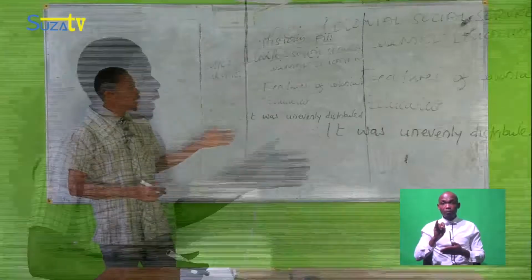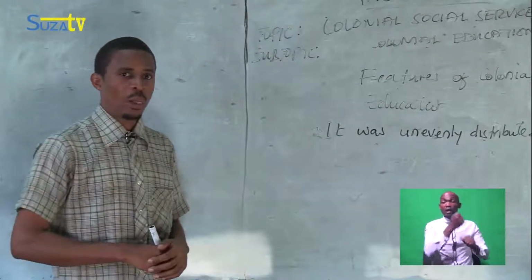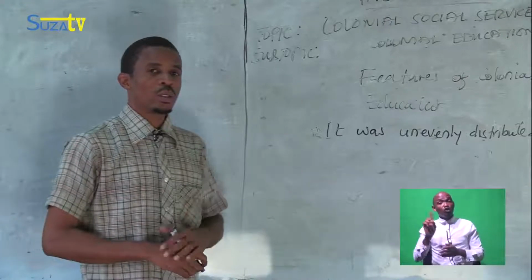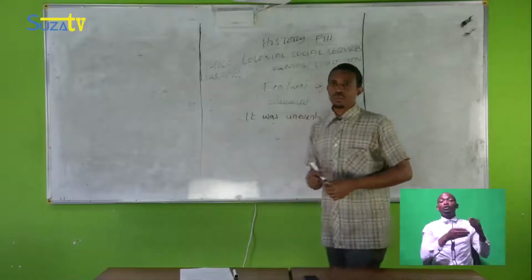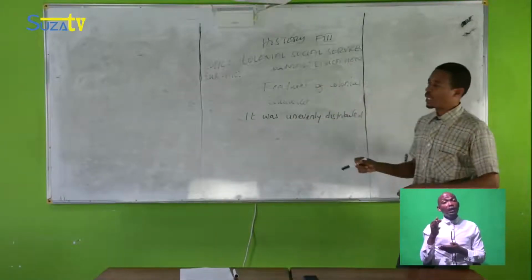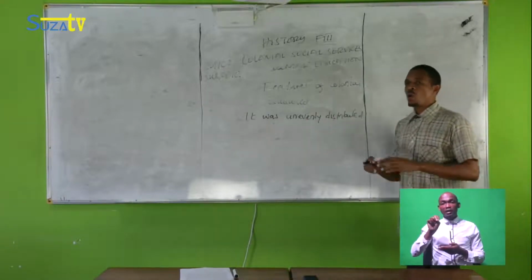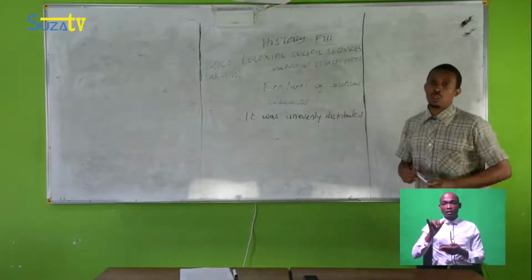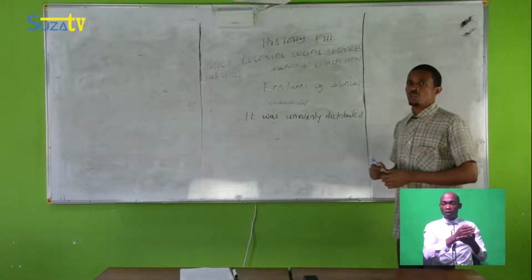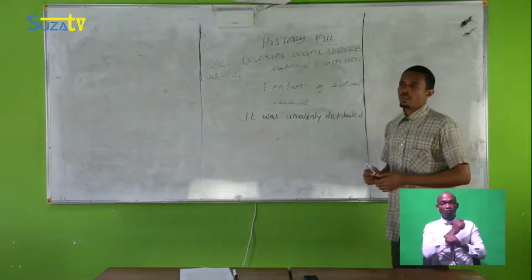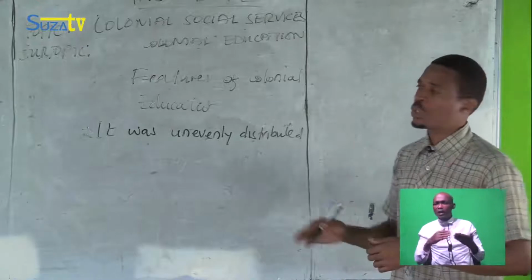But in some areas, especially those labor reserves, no schools were built or constructed. This is how we say unevenly distributed. Not all parts of the colony were provided with schools during the colonial era. Very few areas had schools.